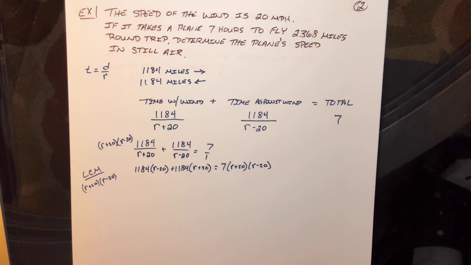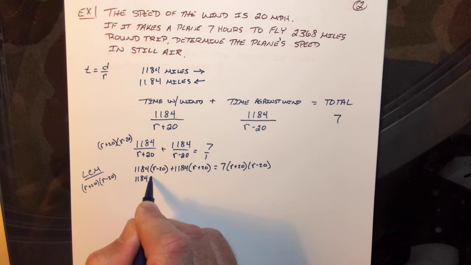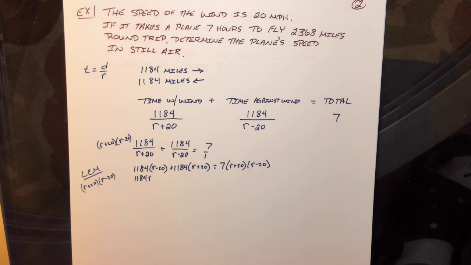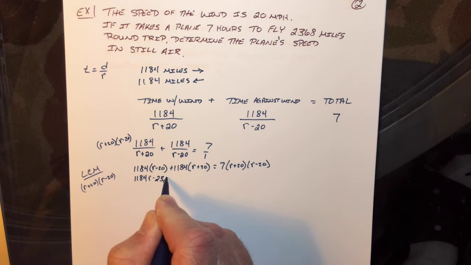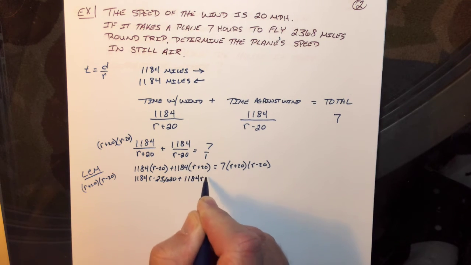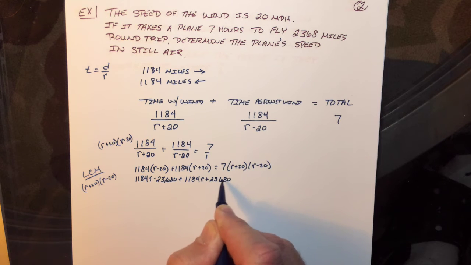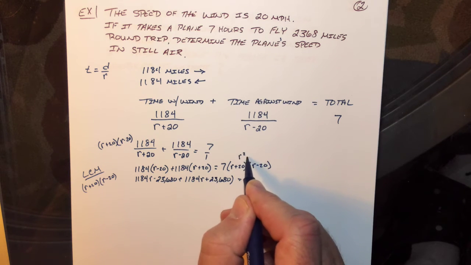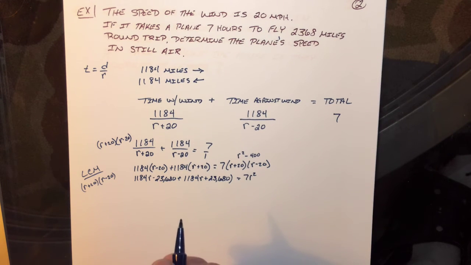So let's figure out what we got to do. And that is distribute. 1,184 r minus 23,680 plus 1,184 r plus 23,680 equals sum times the difference, r squared minus 400 gives us 7 r squared minus 2,800.